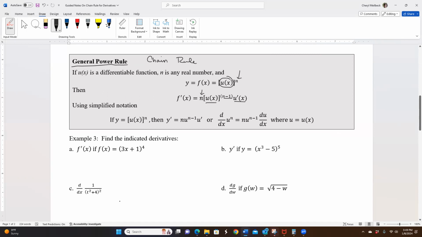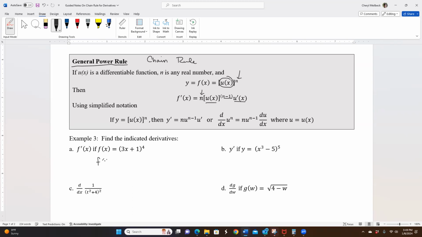So we have the derivative of the outside times the derivative of the inside. That's what this means. So in problem number 3, part A, we have f prime of x if f of x is 3x plus 1 taken to the 4th power. So my outside function is to the 4th power, and the inside function is 3x plus 1.